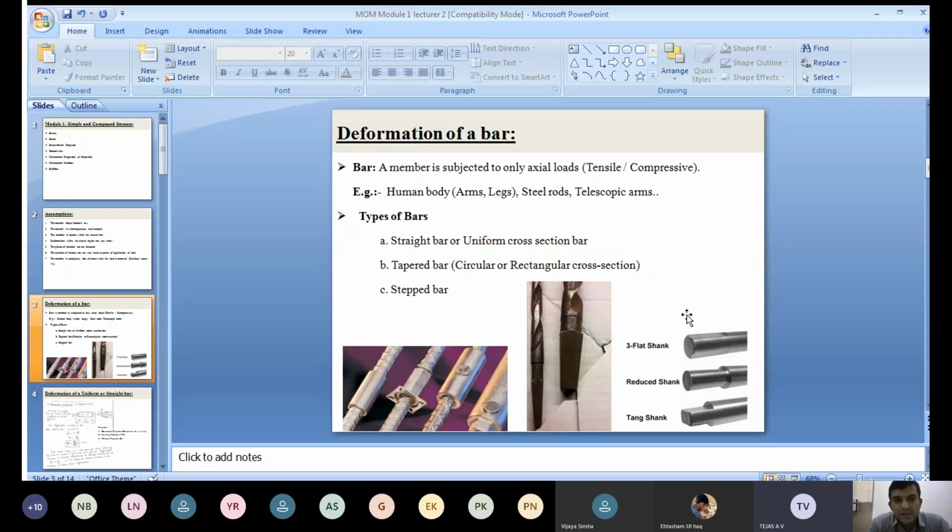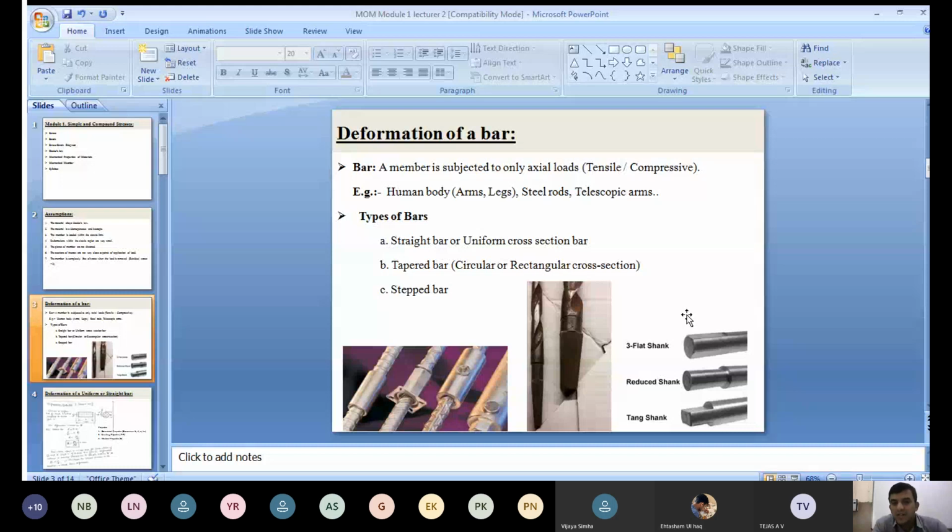Visible? Yes, sir. Yeah. Now, in the first module, what type of mechanical members do we consider? We consider the mechanical member as a bar. A bar is nothing but a mechanical member subject to only axial loads. The axial loads may be of tensile or compressive nature. We have already given examples: steel rods, telescopic arms, and in the human body, the arms, legs, etc.